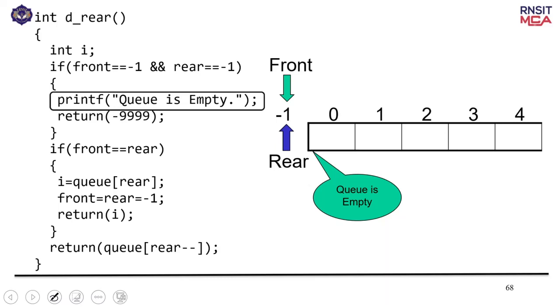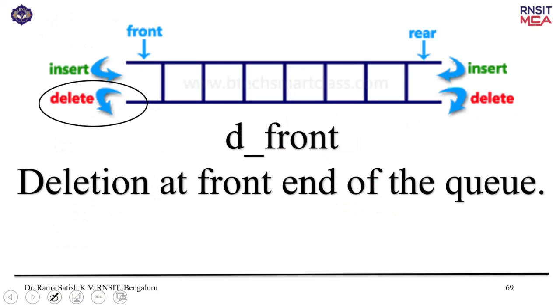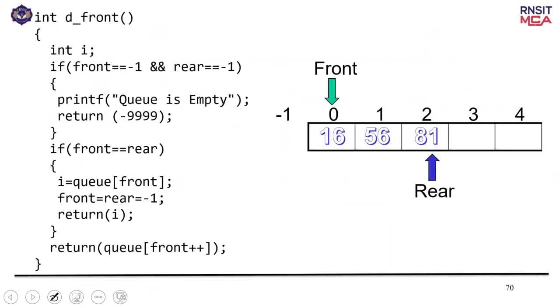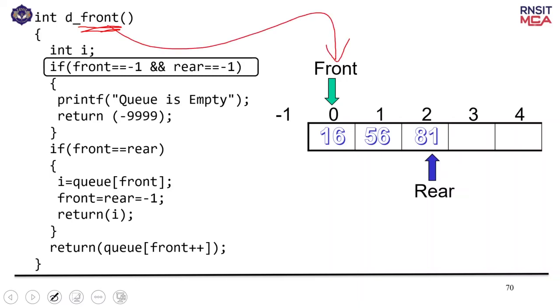So this is about the rear end: inserting at rear, deleting from rear. Same way, deleting from front. Okay, you have some elements. Look at here, say for example, 3 elements are there. Now, if I want to delete from front, the first thing I'll do is check. Since you are operating on the front, the front variable, the front pointer, is going to operate. It is not the rear side now, you are doing the front side.